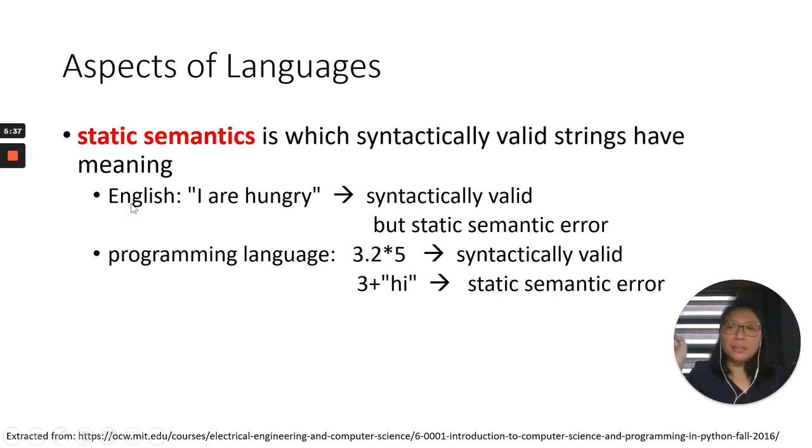Then some phrases in English may be syntactically valid but static semantically invalid. For example, I are hungry. It's noun, verb, adjective, but it doesn't make sense, right? So it has a static semantic error. In programming language, 3.2 times 5 is syntactically valid, while 3 plus the text or string hi results in a static semantic error.